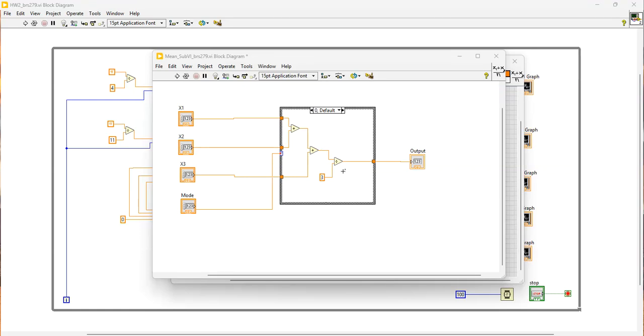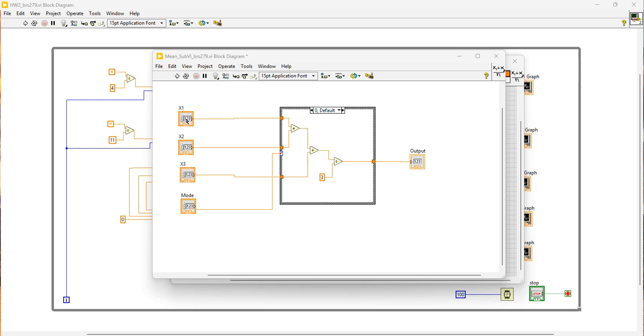Part A of LabVIEW Homework Assignment 2, we were supposed to create a sub-VI that calculates the mean of three inputs whenever a fourth mode select input is set to 0, and it calculates the root mean square of those same three inputs when the mode control input is set to 1. The way I implemented this was using a case structure.